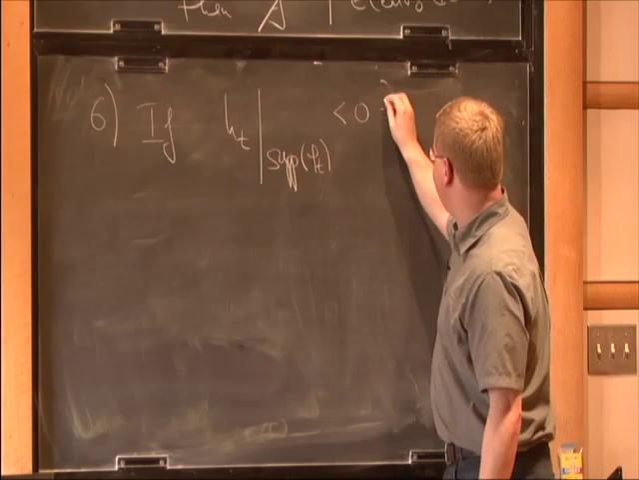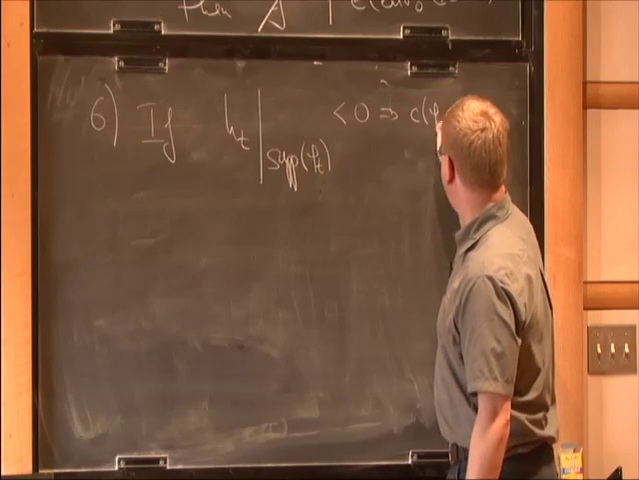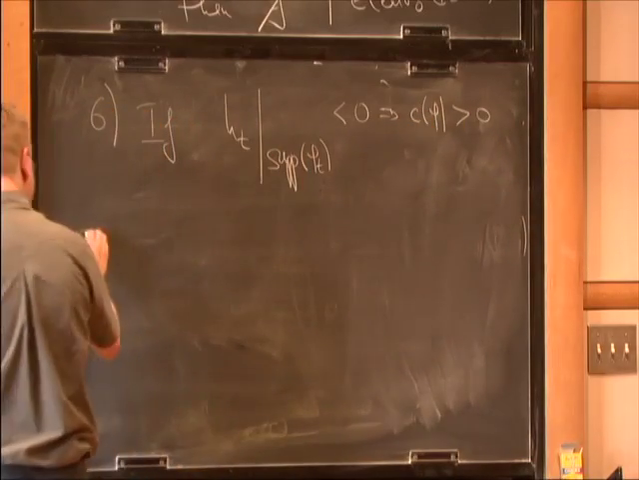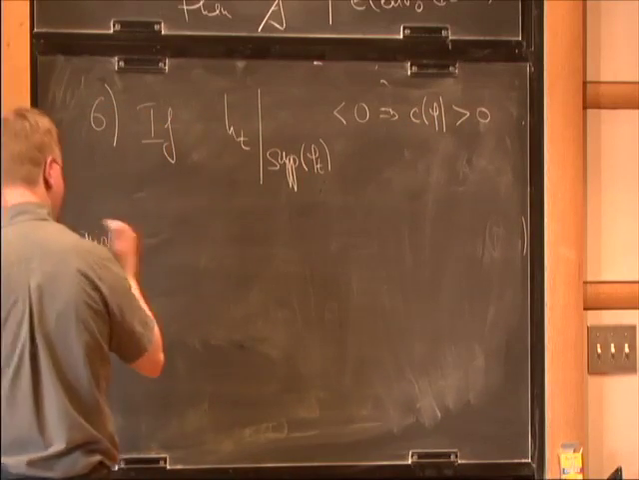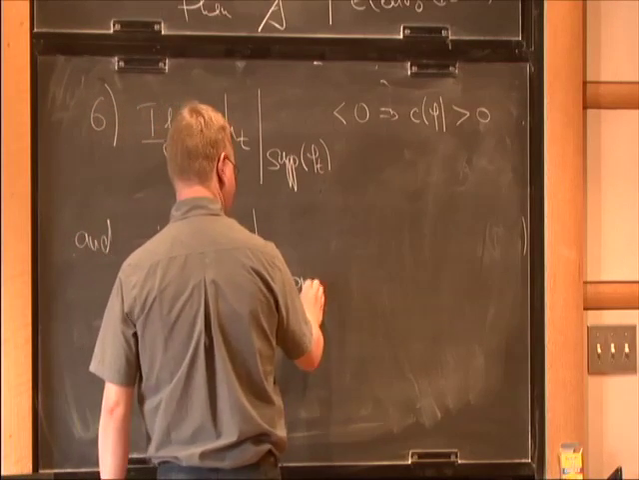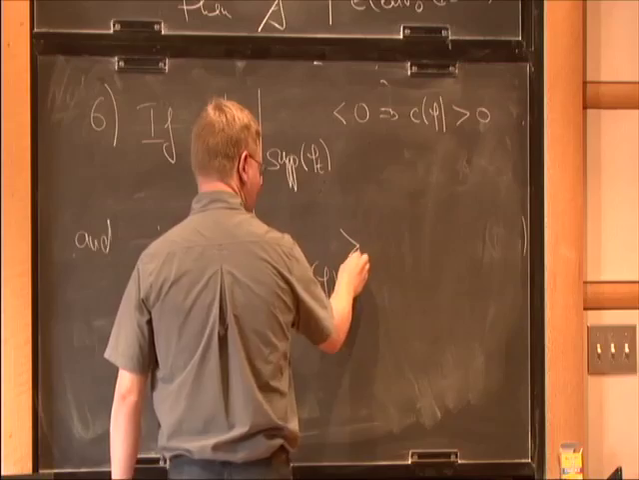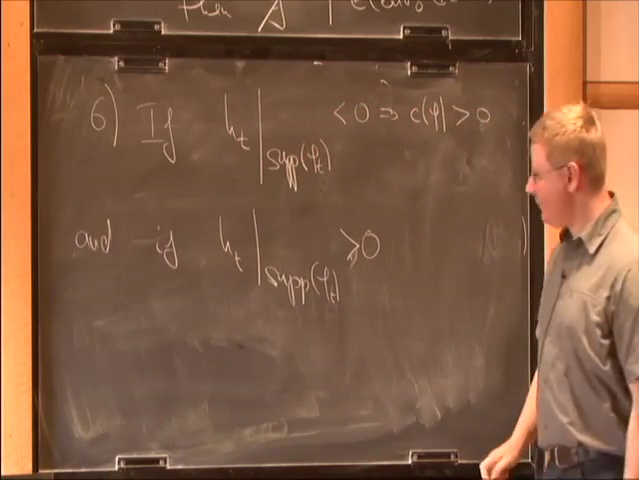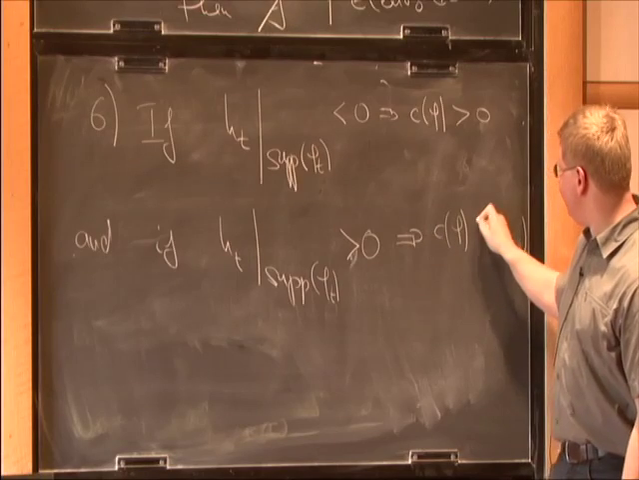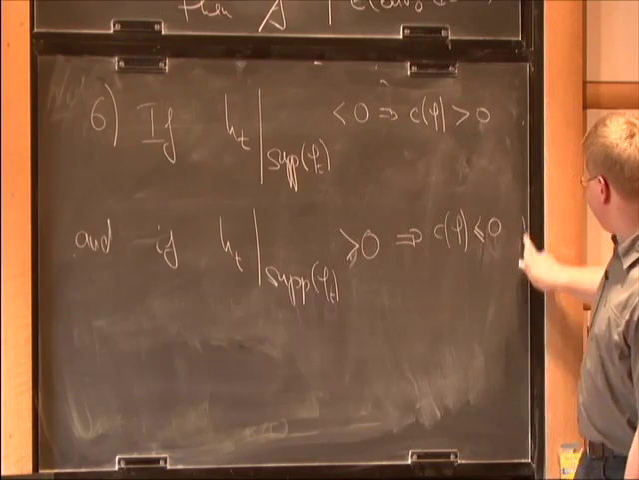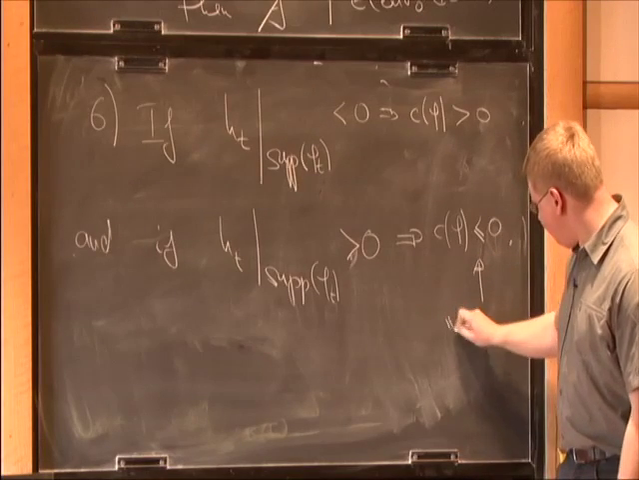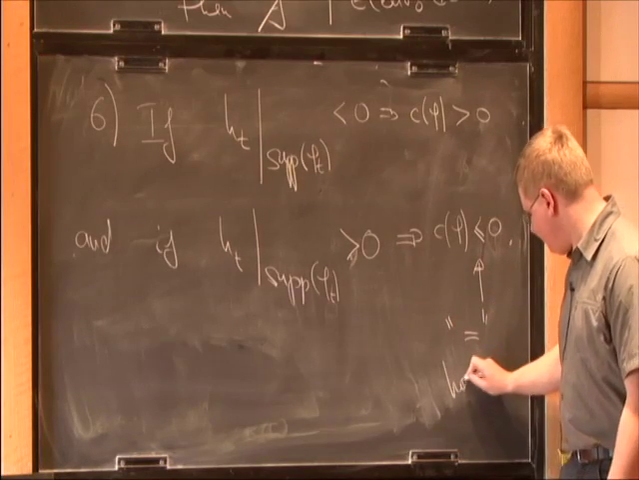If it's strictly negative, then C of phi is strictly positive. And here comes, now this is important, if the opposite inequality is not strict, if I assume that I'm strictly positive on the support, then all I can conclude is C of phi is less or equal than 0. Okay, and here equality happens.